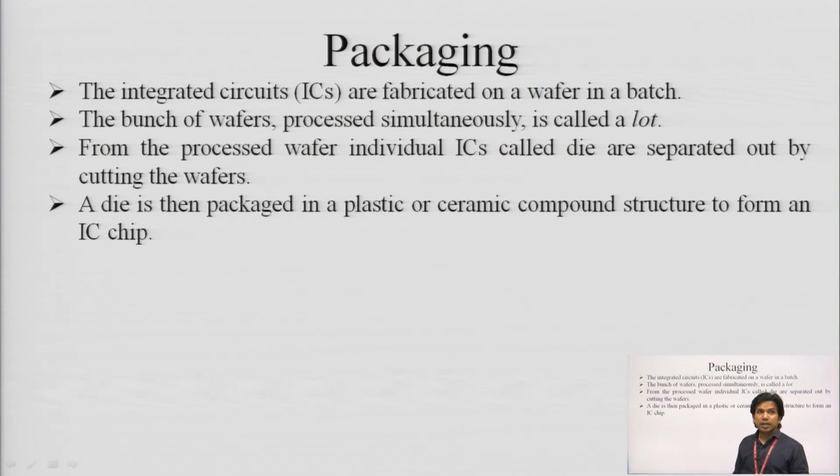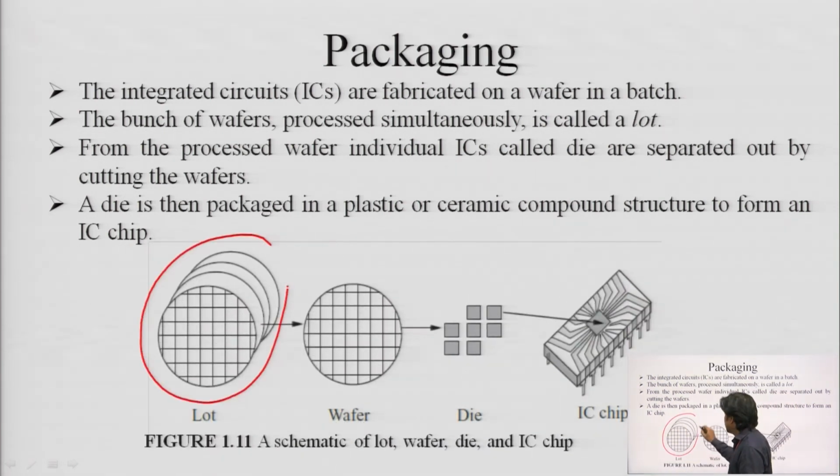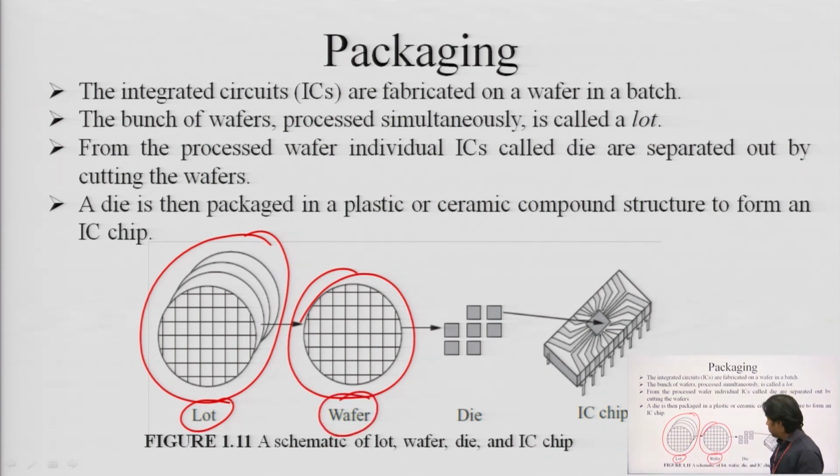Now, the last topic is packaging. In packaging, the integrated circuits are fabricated on the wafer, that we know. So we will see what kind of process we are following. First we take a bunch of silicon wafers, and a bunch of silicon wafers is called a lot. If we make only a single silicon sheet, that is called a wafer. If we have fabricated any circuitry in a particular small area, and we cut it and take it out, then these are called die.